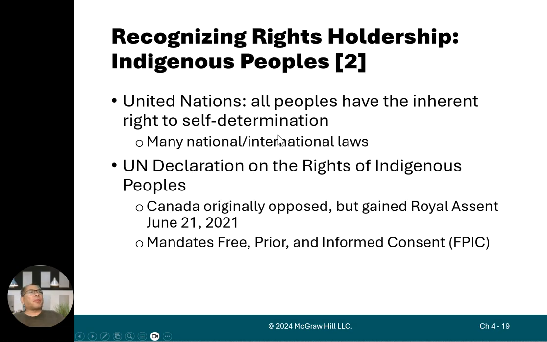And then United Nations, all peoples have the inherent right to self-determination. Many national and international laws as well. The UN Declaration on the Rights of Indigenous Peoples. Canada opposed it, but finally endorsed it, with free, prior, and informed consent. So there was a lot of struggle to get this recognized before. So we have to respect the rights of indigenous peoples.